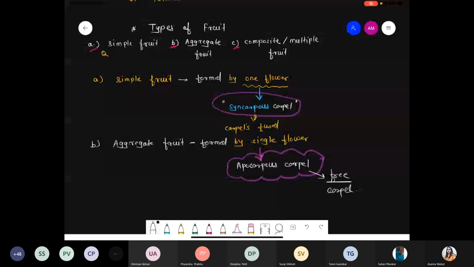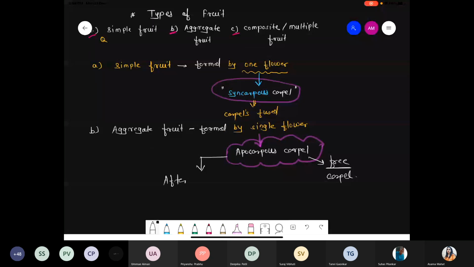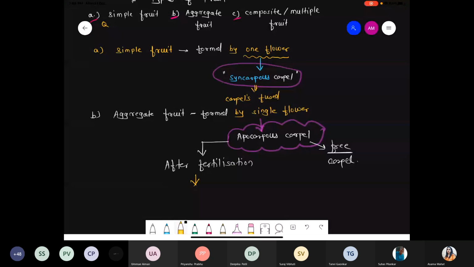बहुत सारे carpels present है. All those carpels behave as individuals. They are not fused, they are individual. So because of that apocarpous carpel, after the fertilization, whatever fruit they form, that fruit is simply called a fruitlet. इसको single fruit नहीं कहेंगे. We simply say these are called fruitlets, and fruitlets are also called etario.